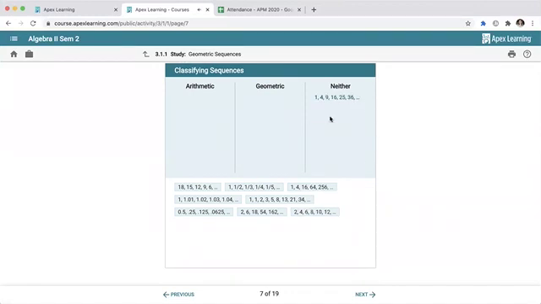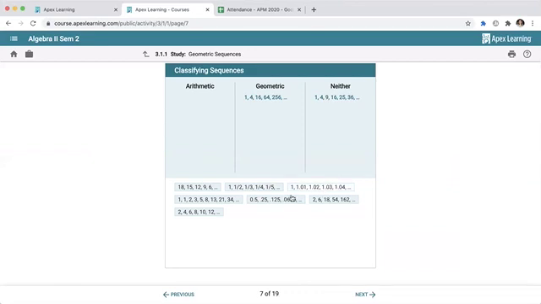That's not a pattern. I looked, I tried. It's +3, then +5, then +7. That's not a relationship that we know, so that's neither arithmetic nor geometric. But if we look at something like 1, 4, 16, 64, that's going to be geometric, because it's multiplying by 4 every single time.